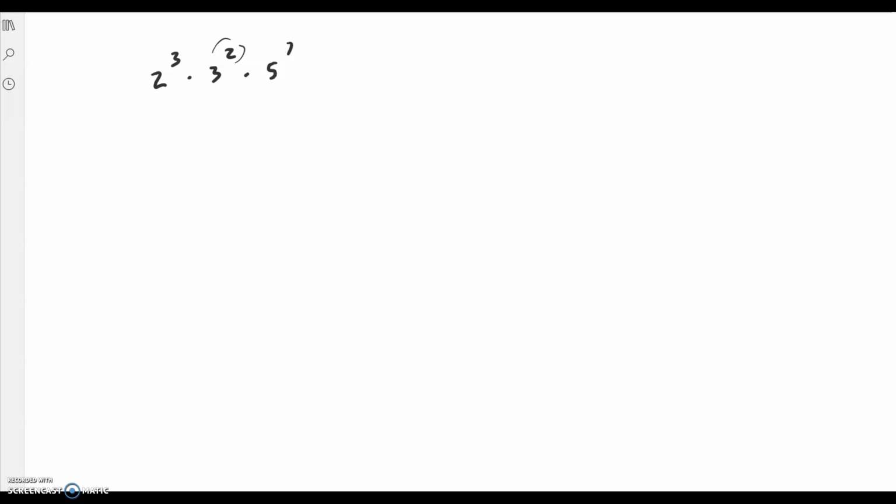So using the counting principle, it looks like for the 2s, we have 4 possible choices. 3 2s, 2 2s, 1 2, or no 2s. And 2 to the 0 power is 1. It's not 0. So if we chose none of them, we wouldn't have 0, we would have 1. With the 3s, it looks like we have 3 choices. 2 3s, 1 3, or no 3s, 3 to the 0 power.